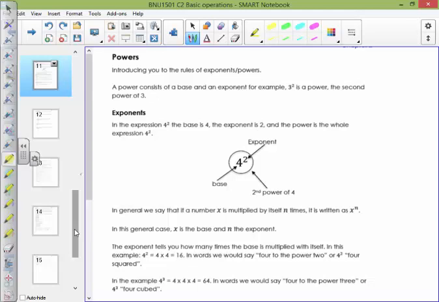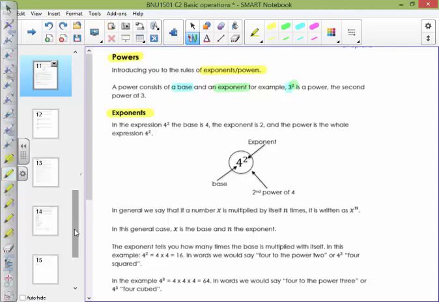In this section, we're going to look at powers, also known as exponents. So, introducing you firstly to the rules of exponents or powers. Powers consist of a base and an exponent. For example, 3 to the power of 2. So 3 squared is a power. It is the second power of 3.